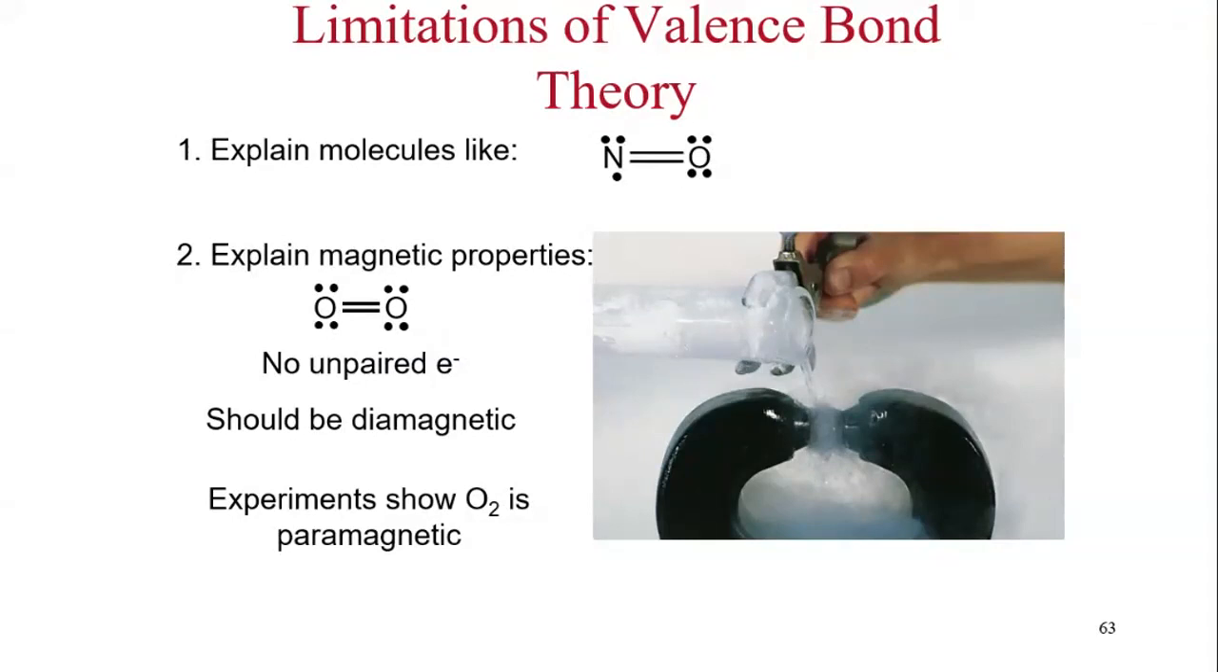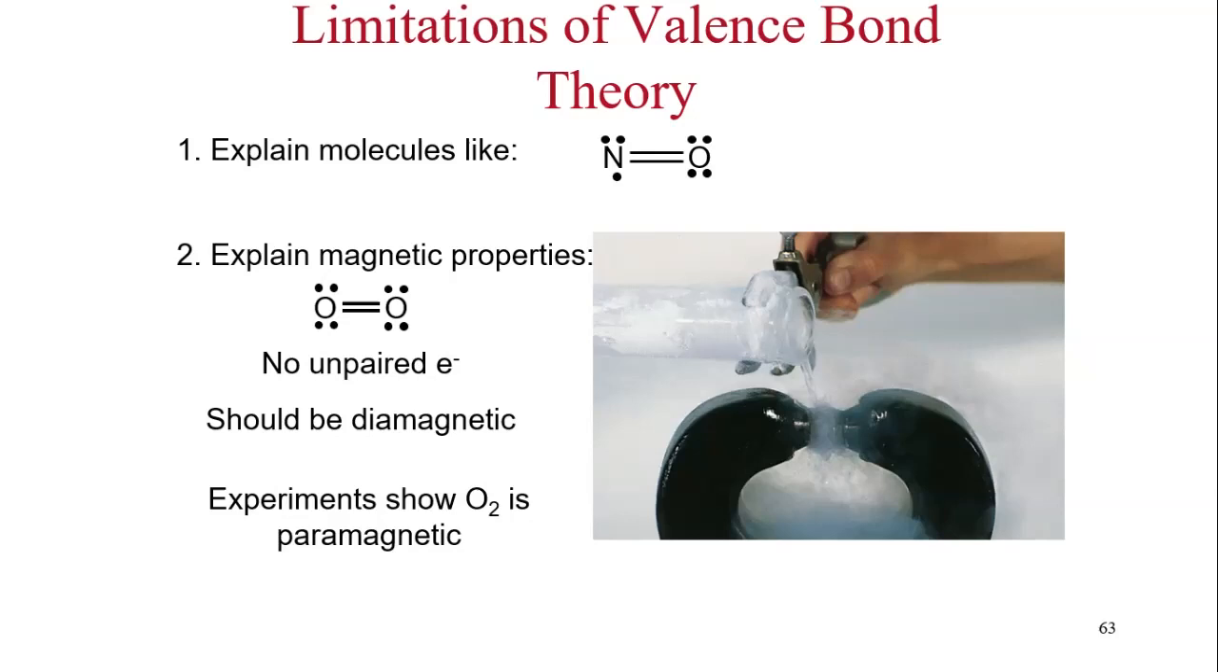I showed you that the molecule of oxygen should have all even numbers of electrons. Therefore, there should be no unpaired electron spins and the molecule should be diamagnetic. But I showed you how if you pour liquefied oxygen through a magnet, it sticks to it. In other words, the molecule of O2 is paramagnetic.